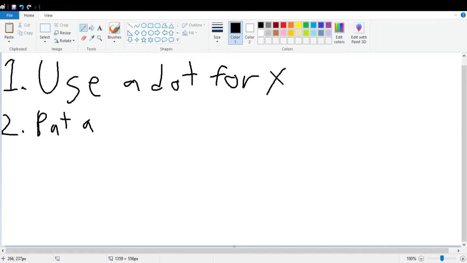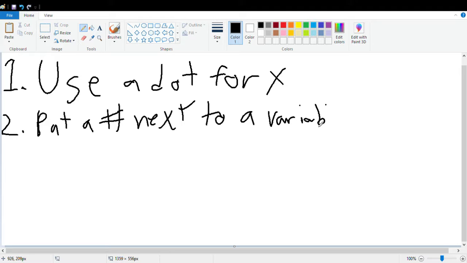Okay, so yeah, the second rule is put a number next to a variable. So you want to always put a number next to the variable when using multiplication.